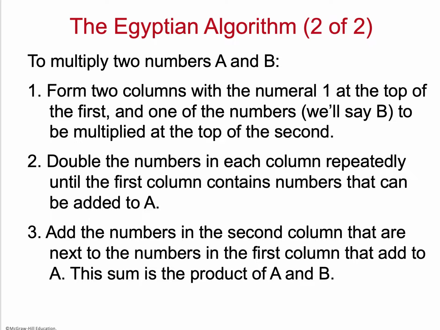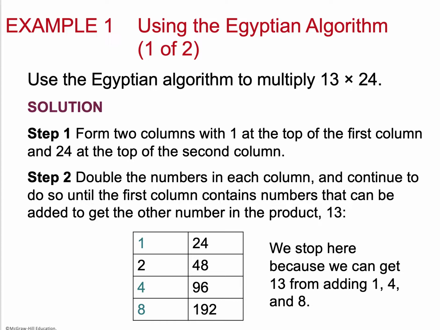multiplication. So if I want to use the Egyptian algorithm to multiply two numbers, let's call them A and B, I'm going to form two columns with the numeral 1 at the top of the first and one of the numbers, let's say B, to be multiplied at the top of the second. So I've got 1 and B. I'm going to double the numbers in each column repeatedly until the first column contains numbers that can be added to A. Then I'm going to add the numbers in the second column that are next to it. And so this sounds really abstract, so let's take a look at what this actually looks like here.